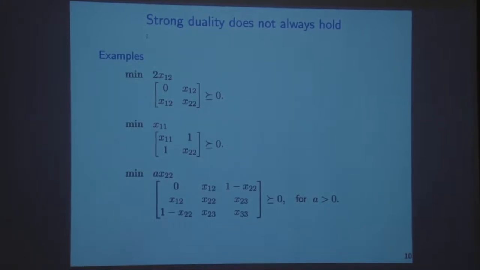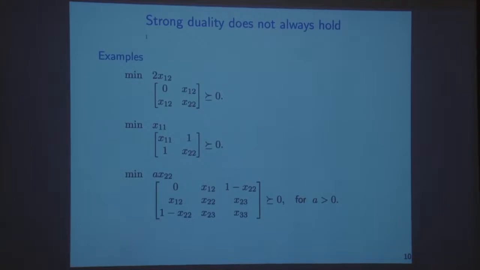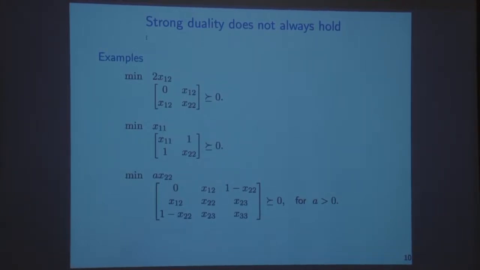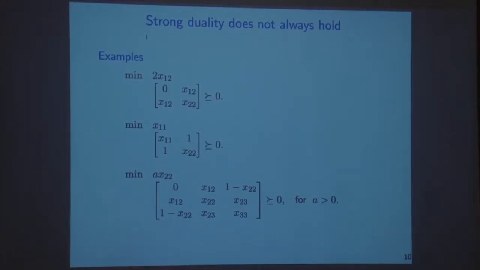Okay? So I want to discuss these three examples. They're very small, very cute examples that, again, have to do with the failure of strong duality. So let me go through the first one.